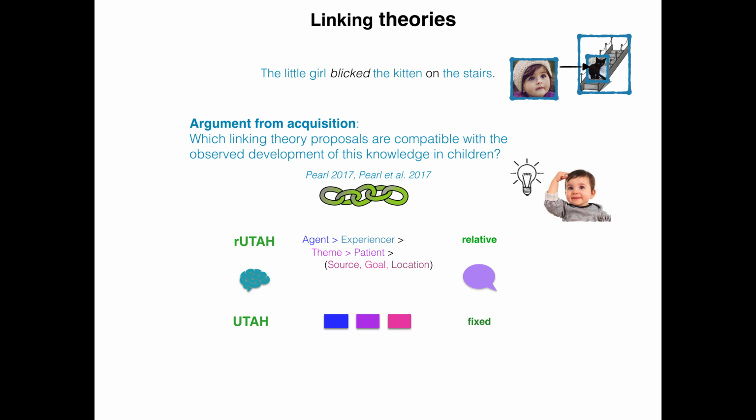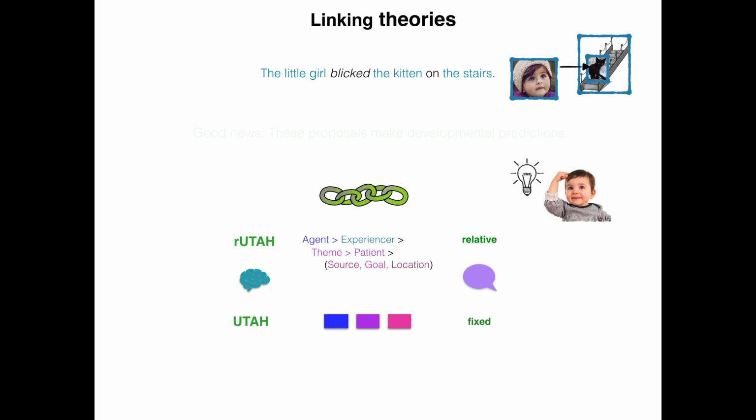And I would like to suggest that one way to investigate this is to make what I like to call an argument from acquisition, which is simply asking which of these proposals about linking theories are compatible with the observed development of this linking knowledge in children. Whichever ones are, we have developmental or acquisition support for, right? And so the good news is that these proposals in many cases will make developmental predictions.